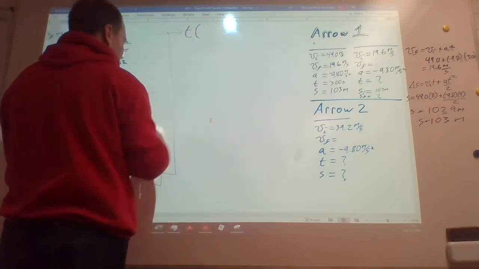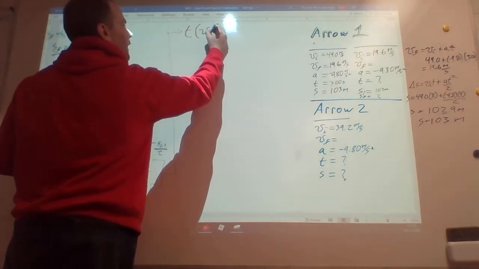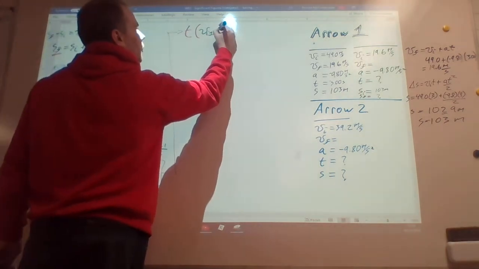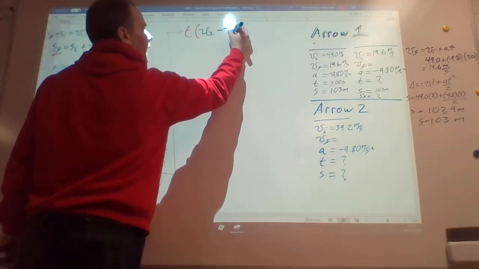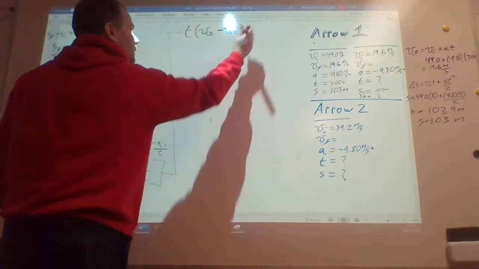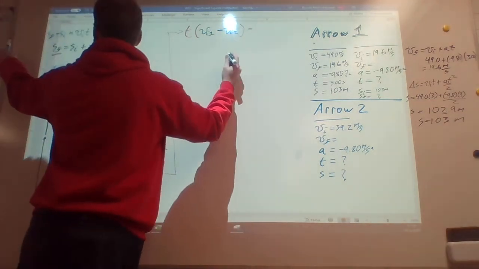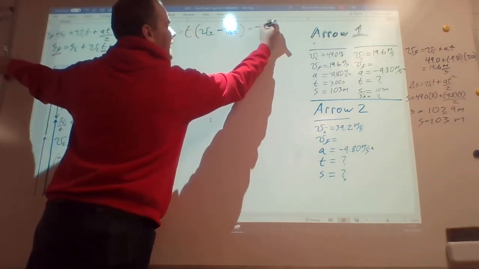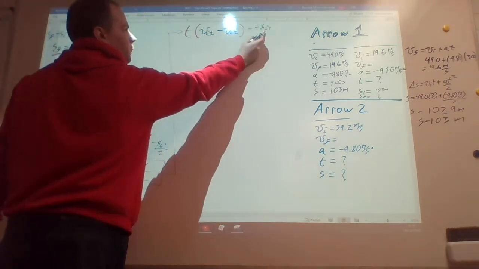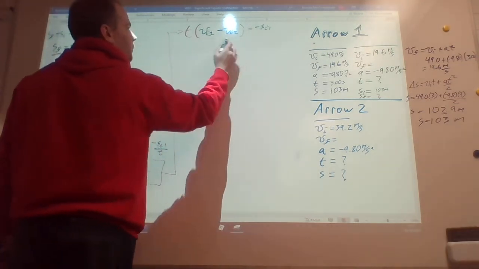t times vi1 minus vi2 is equal to negative si1. We know this, we know this, we know this, we do not know this, so we just need to divide by what's in the parentheses.